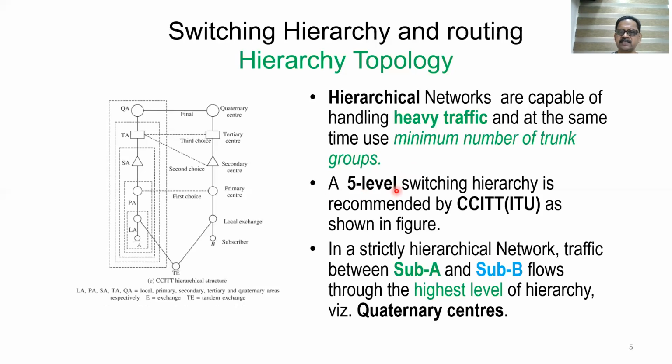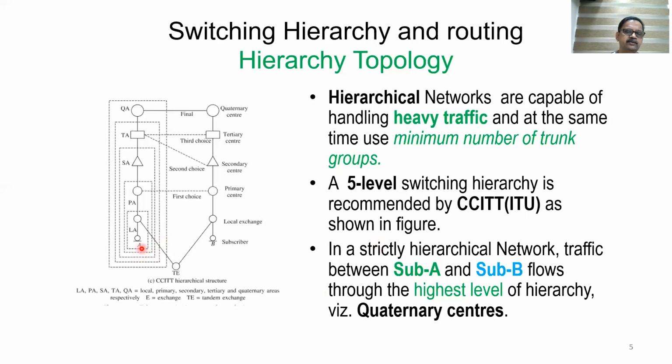A 5-level switching hierarchy is recommended by CCITT, that is the older name. The present name is International Telecom Union, ITU, as shown in the figure. So CCITT has recommended that any two customers should be connected by following a 5-level switching hierarchy. Just let us scan through the drawing.